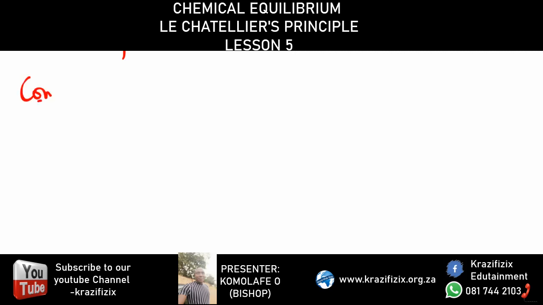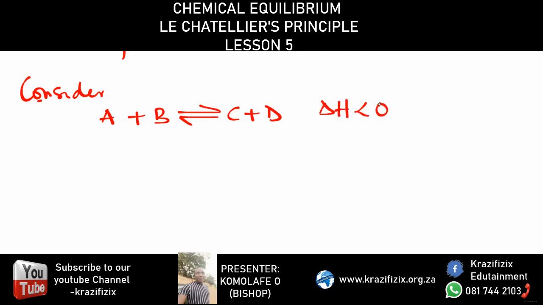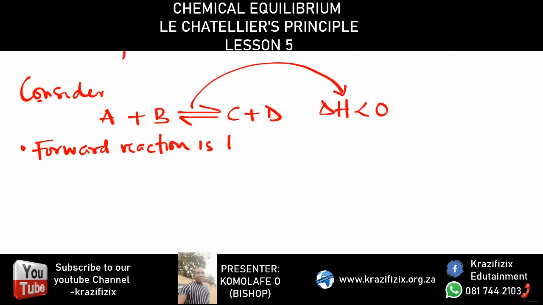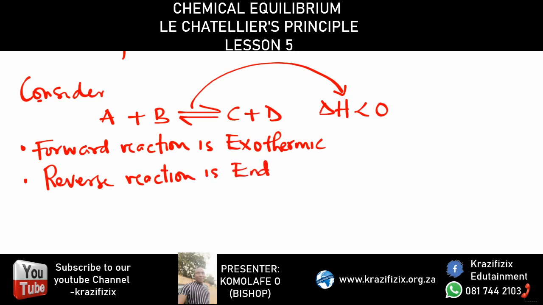Consider A plus B gives C plus D, delta H less than 0. All right. This here is always a representation of that reaction. So number one, it means that the forward reaction is exothermic. That's what it means. And if that's the case, it means the reverse reaction is endothermic. All right, that's how we read the stuff. So the forward reaction is exo because I'm given this.